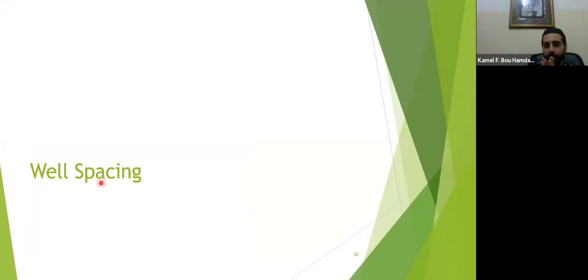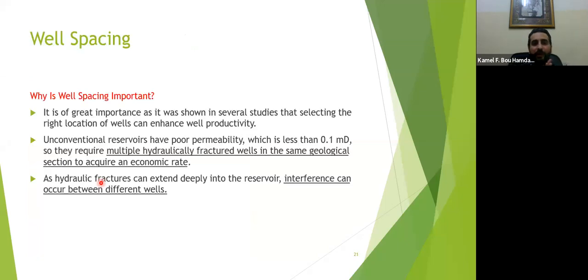Moving on to the third thing, which is the well spacing. So why is well spacing important? If you think about it, if we can find the best location to place our well, then we can easily enhance our well productivity. So let's say we have a certain region or certain area. If we know the optimum space for the wells, so instead of, let's say, drilling and fracking 8 wells, we might do it with 5 wells or 4 wells and so on. So it's more benefit for the economy.